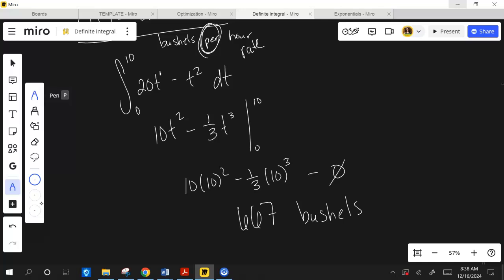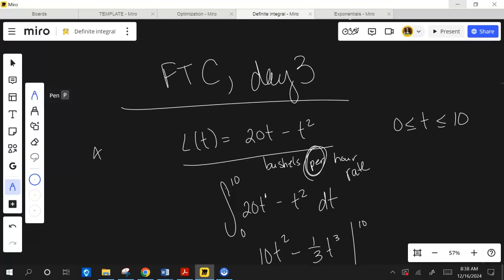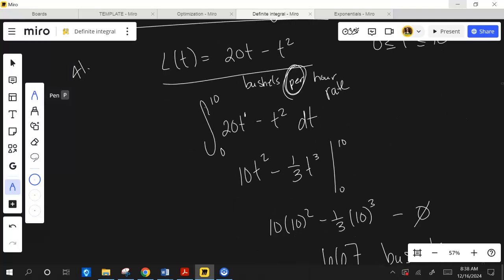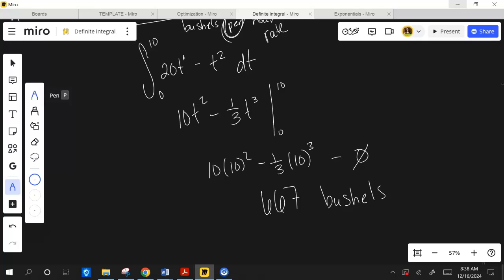All right. Not in a word problem form. This was 41, by the way. It says, lemons are harvested from a certain orchard at a rate modeled by L of t equals 20t minus t squared bushels per hour. How many bushels of lemons have been harvested over the time period 0 to 10? They give you the equation, the antiderivative equation. Will you ever have, eventually, not today. Bushels. 20t. For right now, it will, yeah.